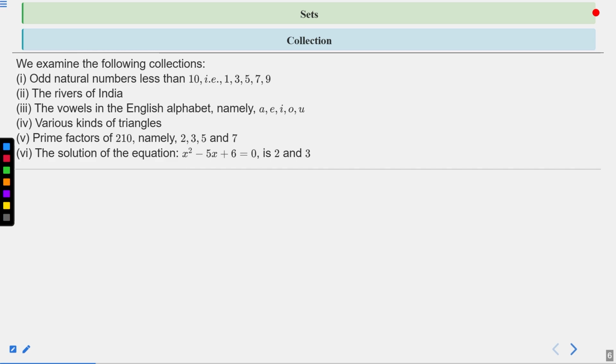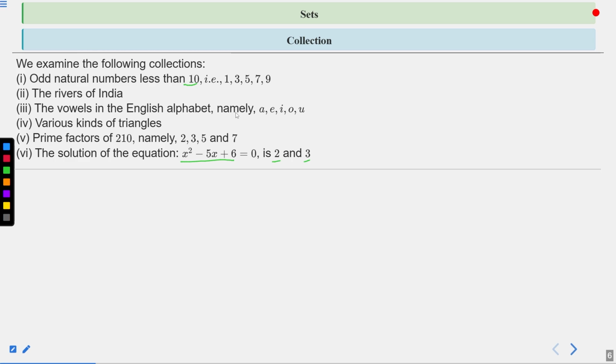And if someone says you have a quadratic equation x squared minus 5x plus 6 equals 0, the solution set will be given simply by 2 and 3. So here we saw some collections, yes, in the first collection of odd natural numbers less than 10 and so on. If someone says something or gives a definition to which you can easily answer without any ambiguity, without any vagueness, then that will be your collection. Collection is just collection. Clear?